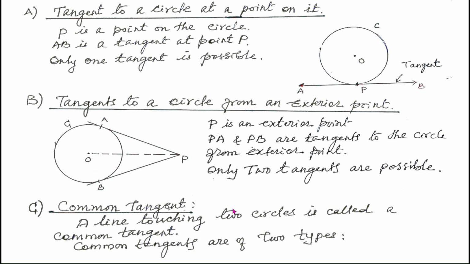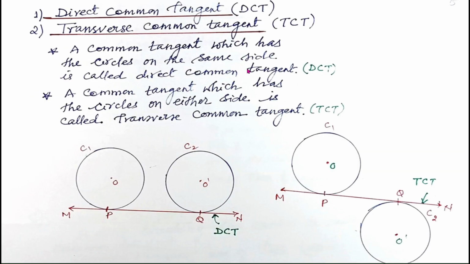Now coming to the common tangent. A line touching two circles is called a common tangent. So a line touching more than one circle is a common tangent. Now common tangents, as I have told you, are of different types. The first type of common tangent is known as the direct common tangent, and the second type is known as the transverse common tangent. So let us understand the difference between these two.